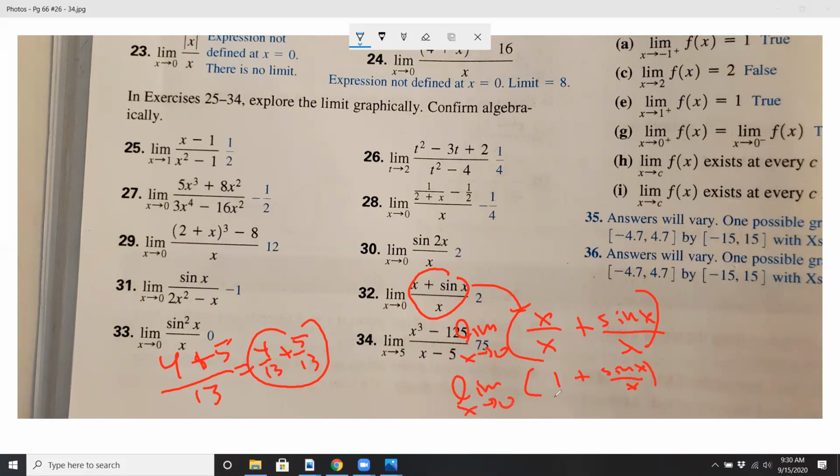The limit as x approaches 0 of 1, plus the limit as x approaches 0 of sine x over x. This is just a constant. We know this, that's just 1. And this right here is from our limit properties from the 2.1 notes. It's also going to be 1. 1 plus 1, of course, is 2. So that's how that one's done. Okay, let's keep moving.